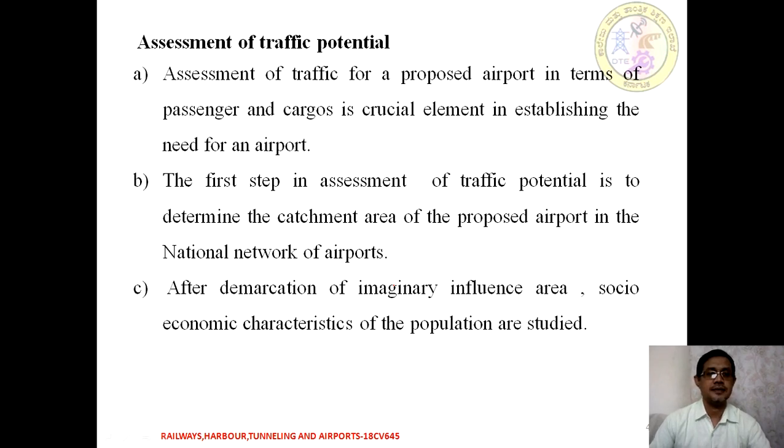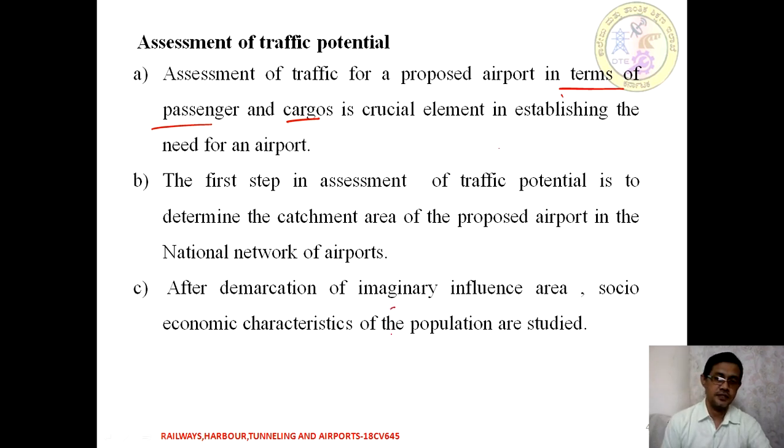Moving on to the first one, that is the assessment of traffic potential. So how are we going to assess the traffic with respect to its potential? Usually for any proposed airport, it is going to be assessed in terms of the passengers and cargo. These two are a crucial element for establishing the need of an airport. This assessment is always the first step of traffic potential, to determine the catchment area and to have a proposal with respect to the national network of airports. So after demarcation of an imaginary or influence area, socio-economic characteristics of the population are going to be studied.